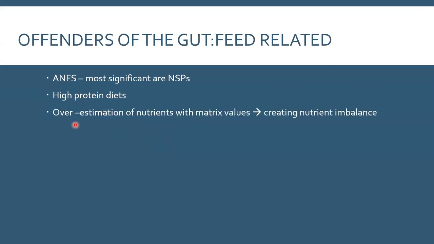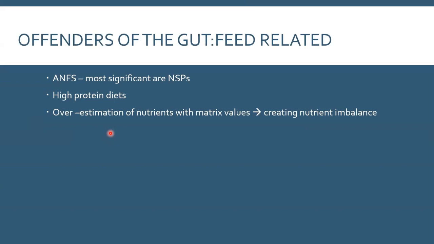So this is also one of the practical factors that we can check in our feed production systems. We sometimes overestimate nutrients with the matrix values that we have for enzymes, for emulsifiers, and that creates nutrient imbalance. So when we have nutrient imbalance, let's say we have very high levels of proteins and then low levels of energy or low carbohydrates.